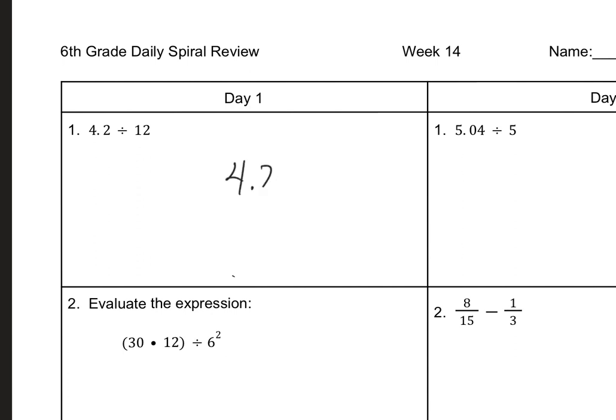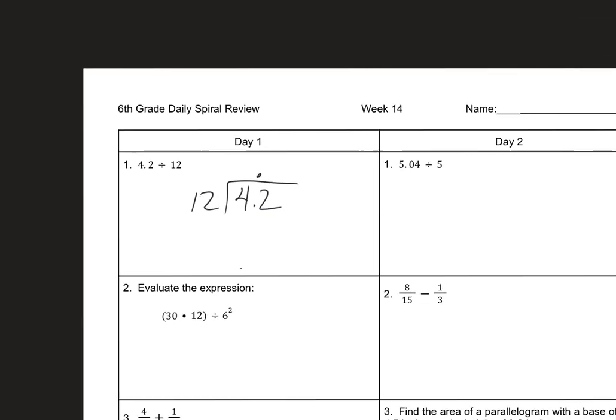We are dividing 4.2 into 12 groups. Just like I have it. Move the decimal straight up. Now just divide your 12 into your 42, which goes 3 times. 36, you got 6 left over, add a 0, drop that down. 12 goes into 60 5 times, and you're done.